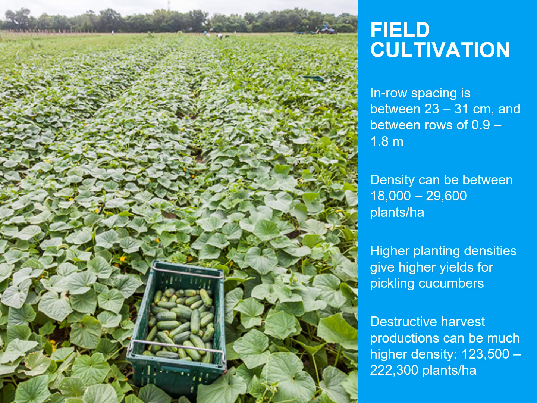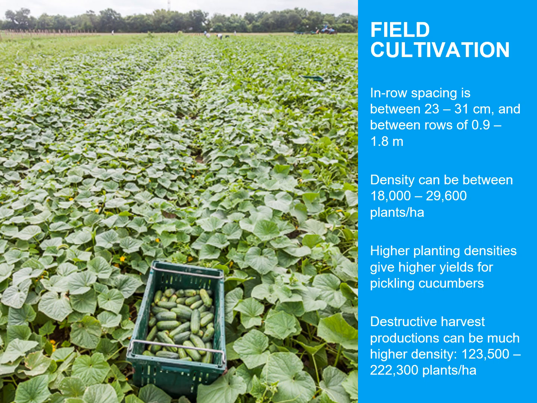So cucumber in-row spacing is usually between 23 and 31 centimetres, and between rows of 0.9 to 1.8 metres, and that's to facilitate the people and machinery moving in between the rows, if they are being harvested by hand. So density of these plants can be between 18,000 and 29,600 plants per hectare. And higher planting densities obviously result in higher yields, particularly for pickling cucumbers.